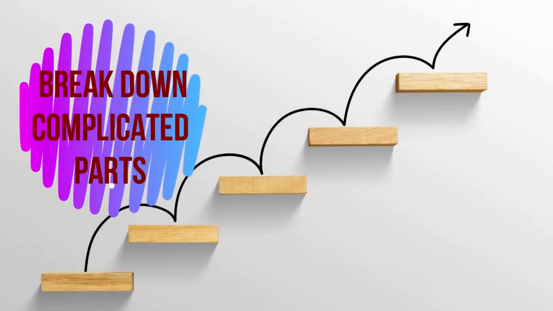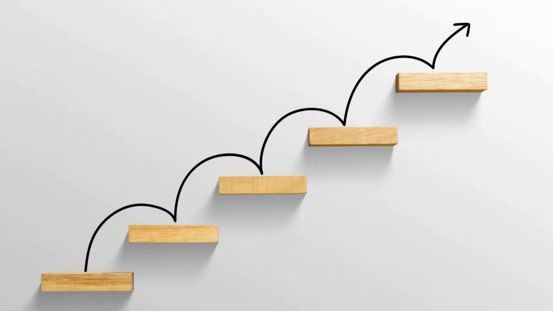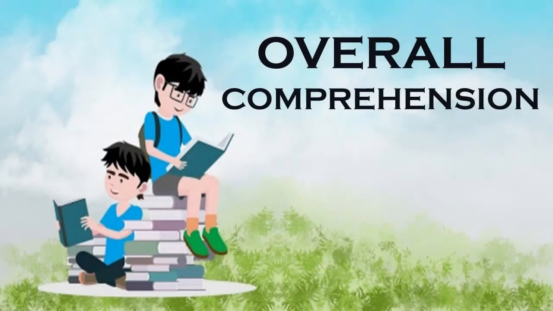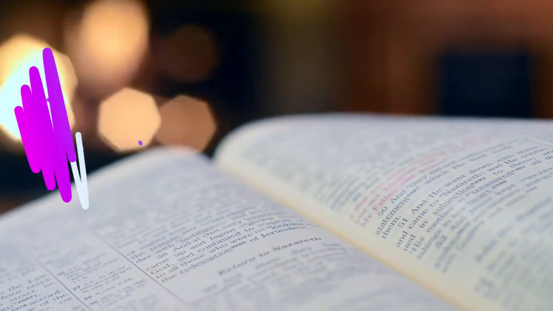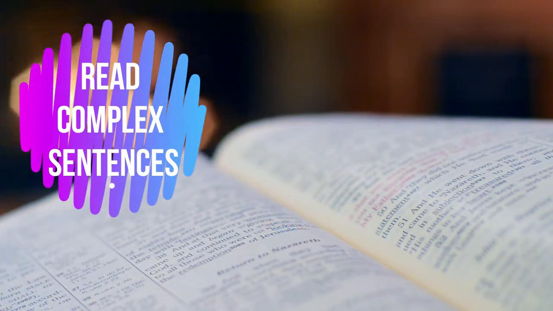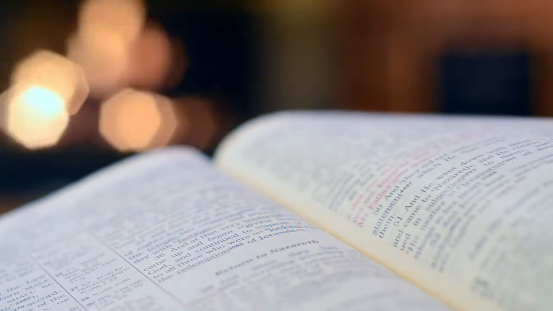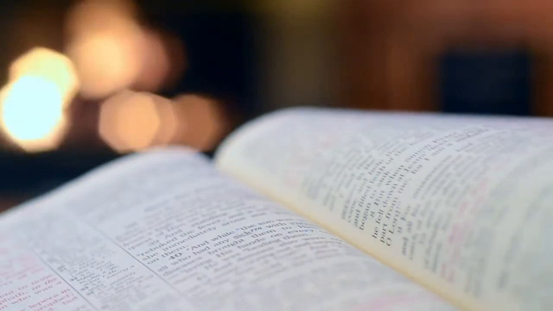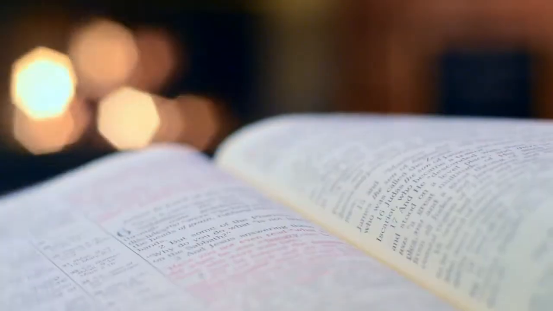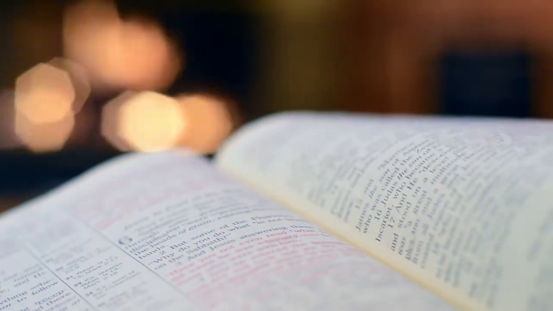Break down complicated parts. Breaking down what's confusing to the reader can help with overall comprehension. Have students read a complex sentence slowly and separate it into smaller parts, reading each bit on its own and clarifying the section that doesn't make sense by looking up words or asking for help.